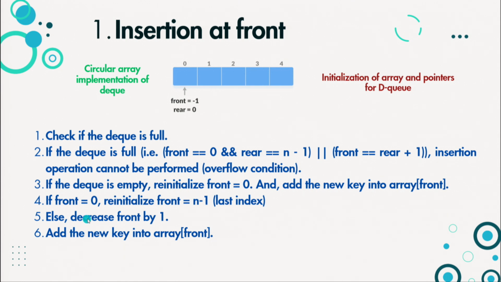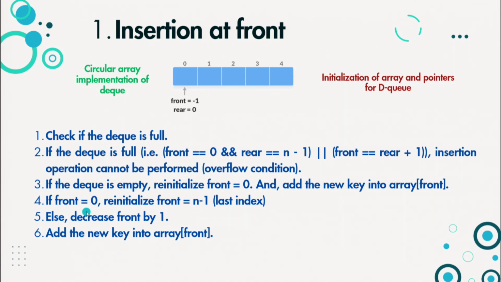If in case front is 0, then we may have to reinitialize front to n minus 1, which happens to be the last index. The reason we do this is that when front is 0, it means we have some element at the first position and I cannot place the element at the first position. So, instead I look for some space at the last index. So, I have to reinitialize front as front equals n minus 1.